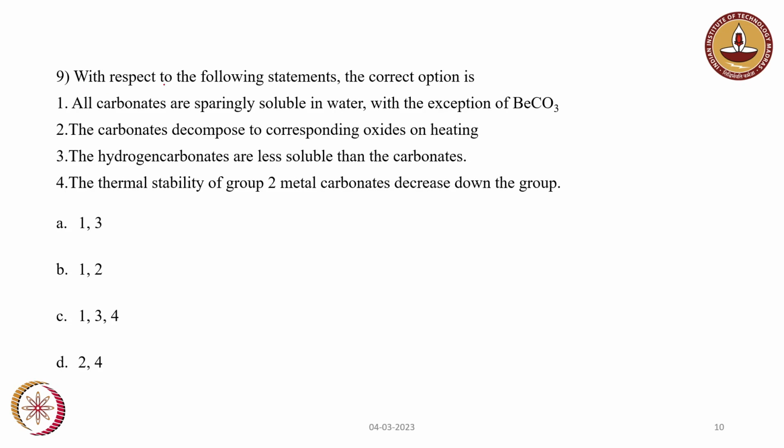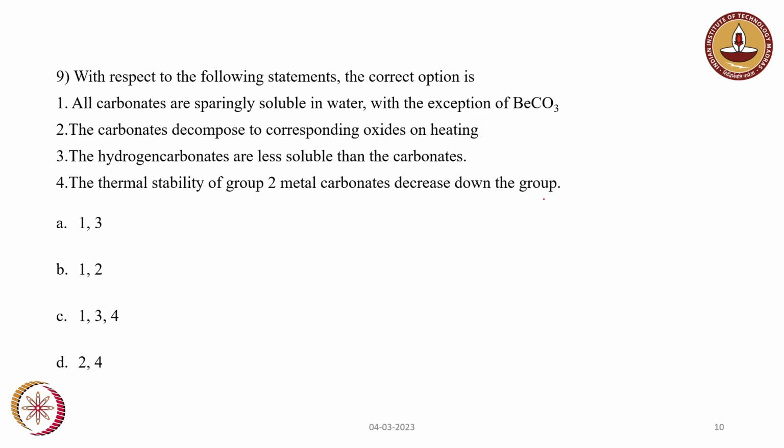Next question is: with respect to the following statements, the correct option is? First one is, all carbonates are sparingly soluble in water with exception of beryllium carbonate. Second one is, the carbonates decompose to corresponding oxides on heating. Third is, the hydrogen carbonates are less soluble than carbonates. And fourth one is, the thermal stability of group 2 metal carbonates decreases down the group.